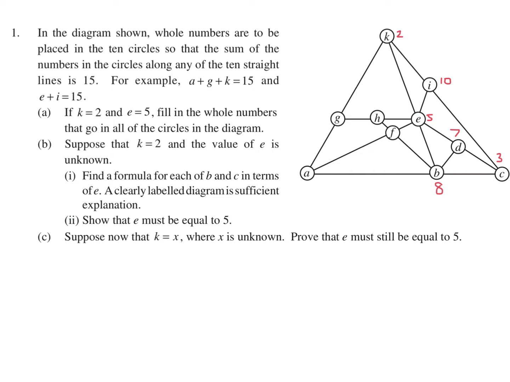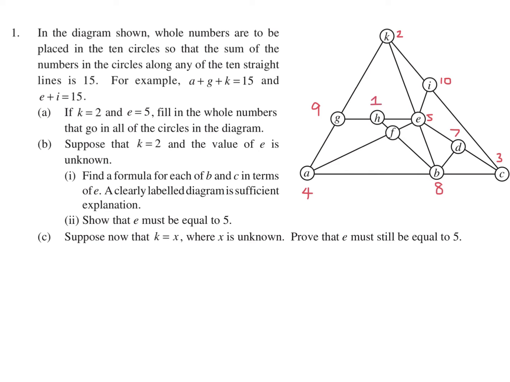Where do I go next? I think this one. A plus 8 plus 3 is 15, so A must be 4. And this straight line adds up to 15, so 4 plus G plus 2 is 15. That means G is 9. This straight line adds up to 15, so G, which is 9, plus H plus 5 is 15. That means H is 1.